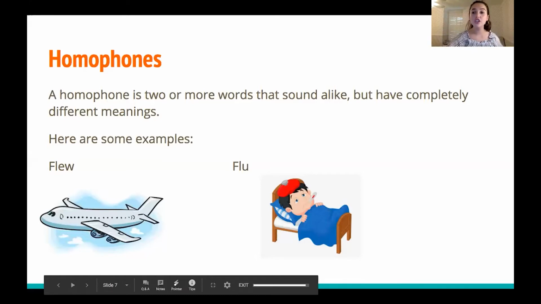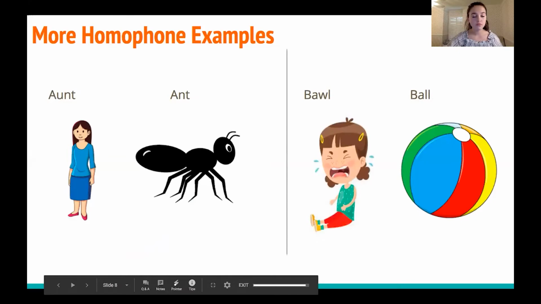All right, moving on, here are some more examples. So the very first example we have on the left here is aunt and ant. Now I know that on the left, some people pronounce that "ahnt." So some say "ahnt" and some say "ant." I don't know about you, but I say "ahnt." I have an aunt named Joy and I call her Aunt Joy. So some people say it one way, some people say it another, but still this is a homophone pair.